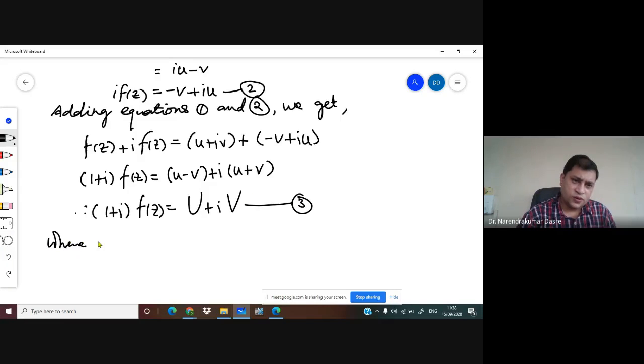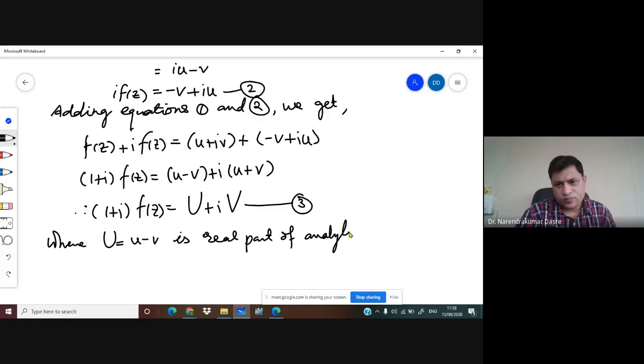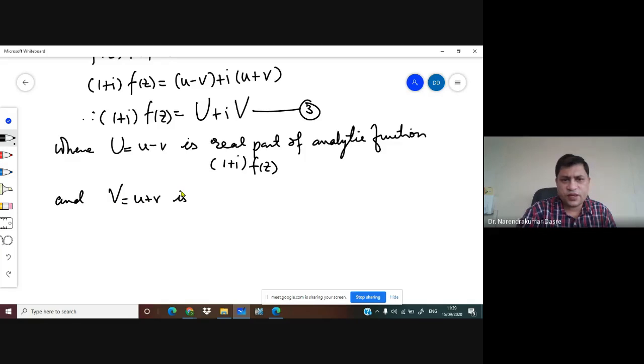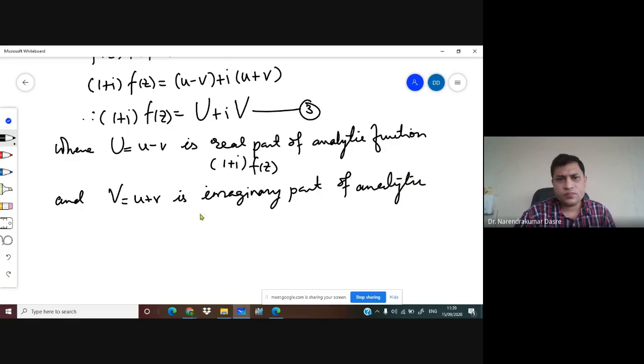Where capital U is equal to u minus v, the real part of the analytic function 1 plus i into f of z, and capital V is equal to u plus v, the imaginary part of the analytic function 1 plus i into f of z.